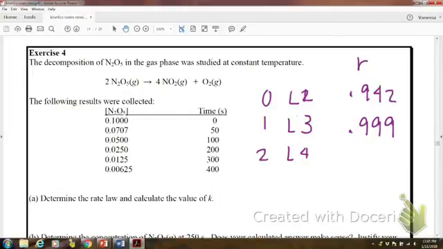Hmm, the R value is 1. It says 1. So it rounded it for you. So at this point, you're pretty sure that that's going to be a first order, but you should always do the third one because sometimes it's closer than this.